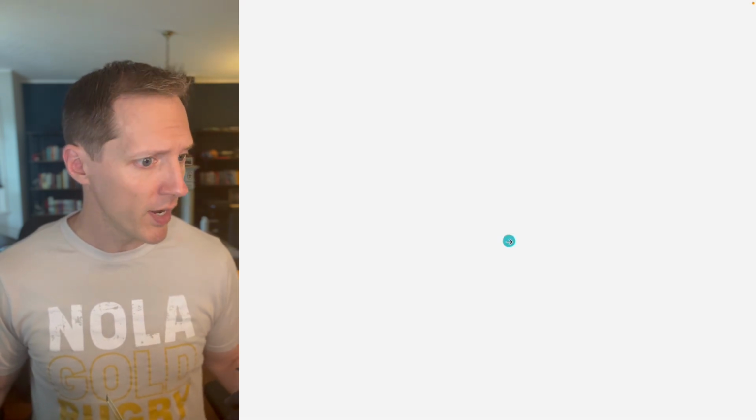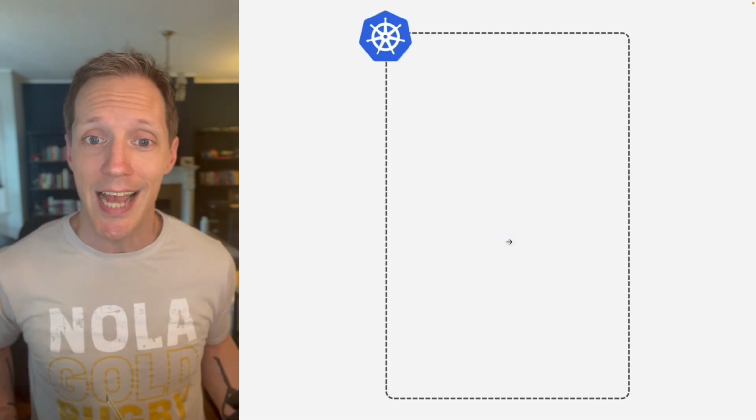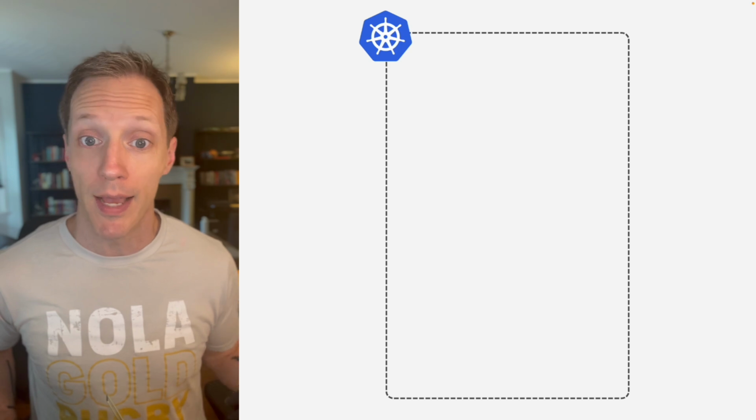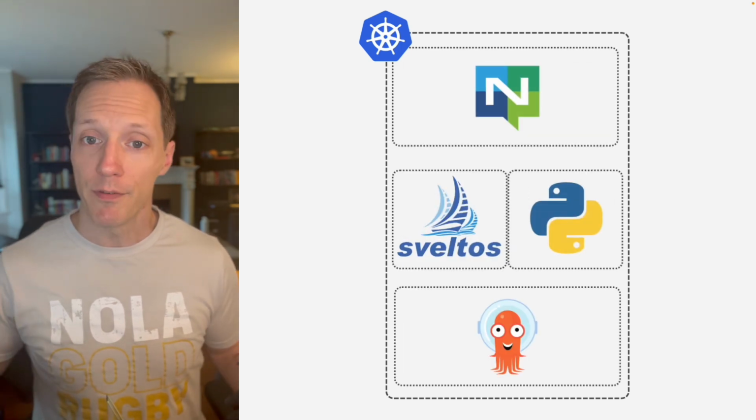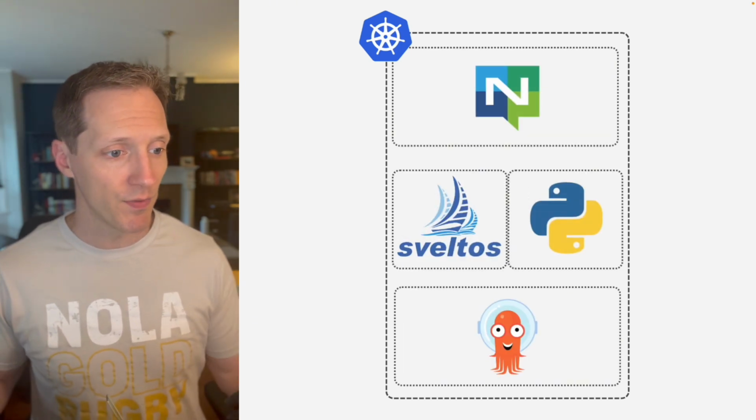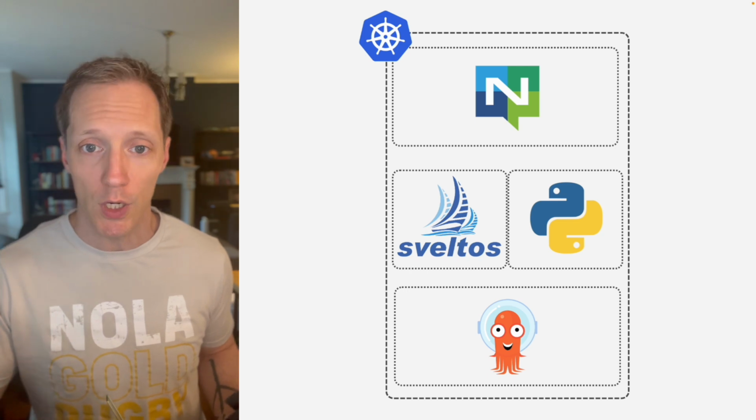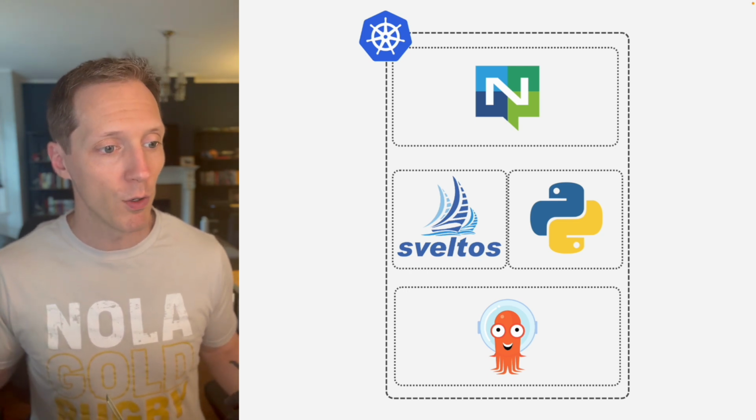Cool. All right. What are we doing today? Well, let's check out my architecture. I've got, as I mentioned, a kind cluster running on my machine. In that Kubernetes cluster, I've got a few things deployed. I've got NATS, I've got Sveltos, I've got a Python app. We'll talk about that in a second. And I've got Argo CD installed.